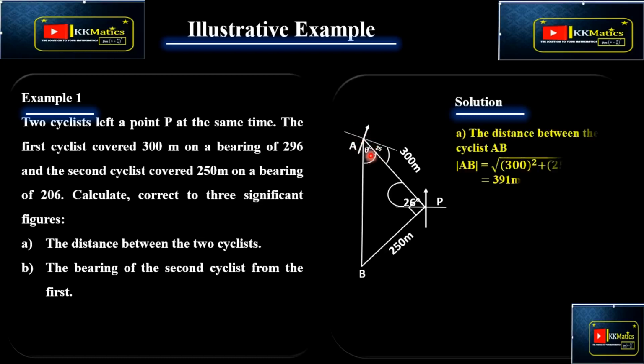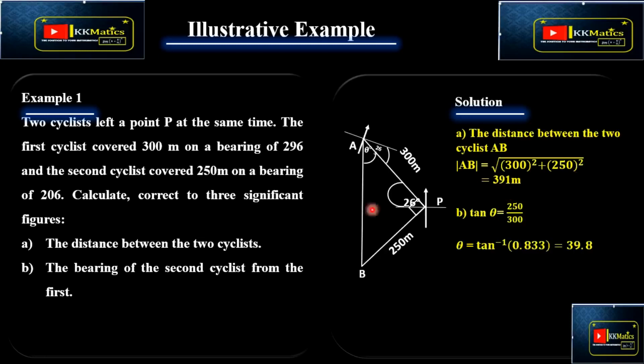Then from there, we are told to find the distance between two cyclists. So we go ahead to find that the distance between two cyclists, A and B, equals that. This is the distance, which is the square root of... We mainly use Pythagoras theorem, because this is 90. This is a right angle triangle. So we have AB equals the square root of the square of 300 plus the square of 250, and that gives us this.